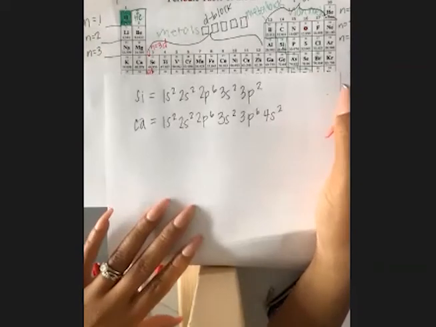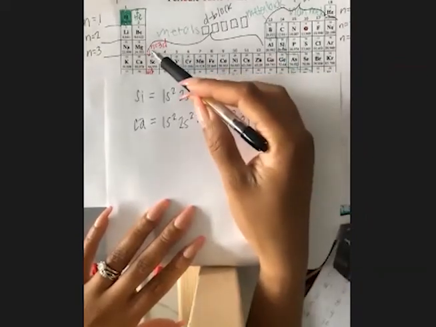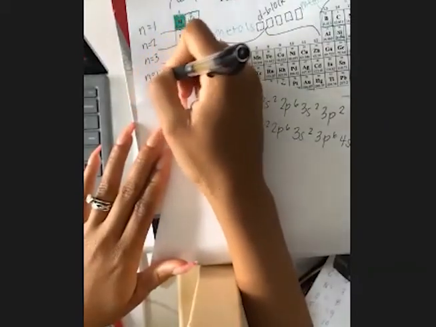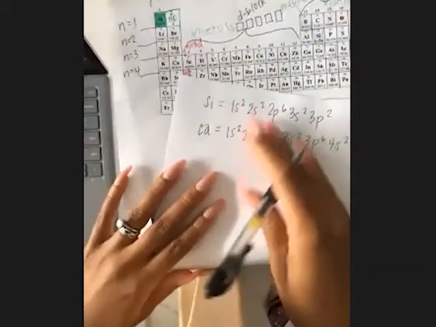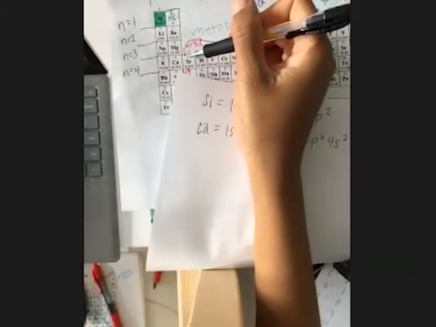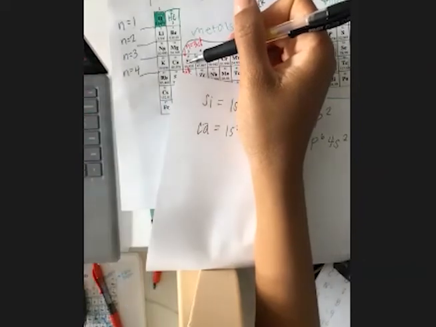So let's do one from the d orbitals, because that's the only time it gets a little tricky. We have to remember that although this is n equals 4, when we get to the d orbitals, it's gonna say n equals 3. All right, so let's do one from the d orbitals.